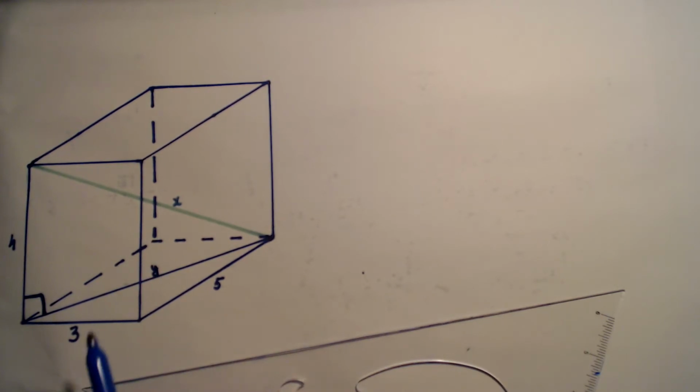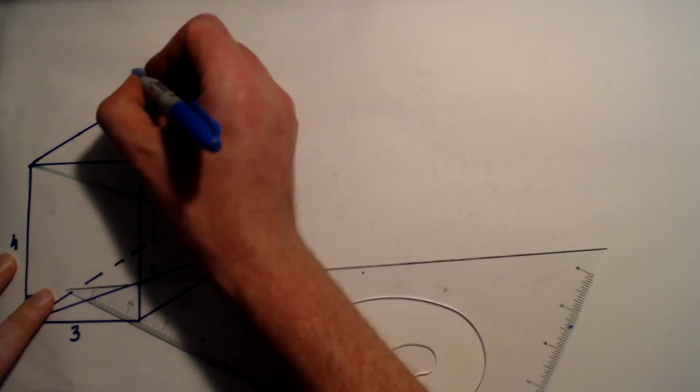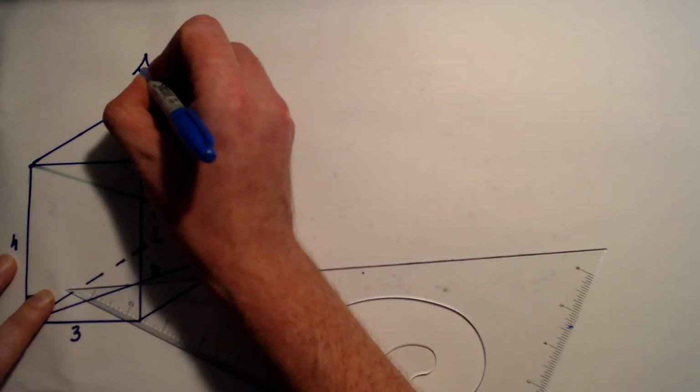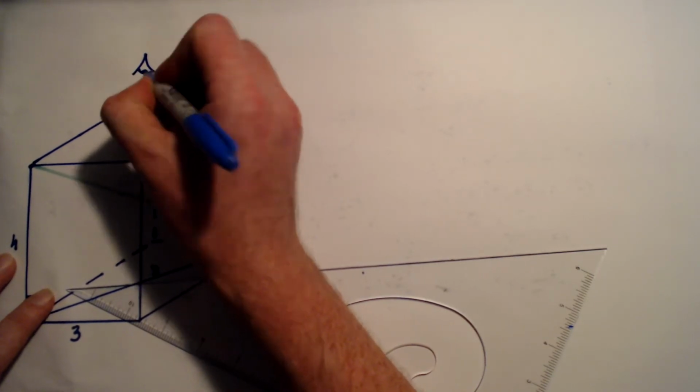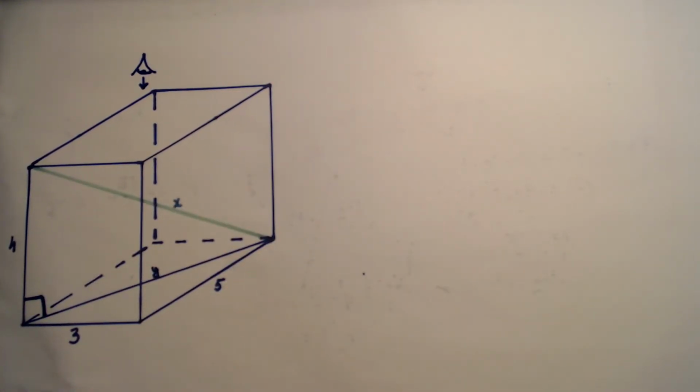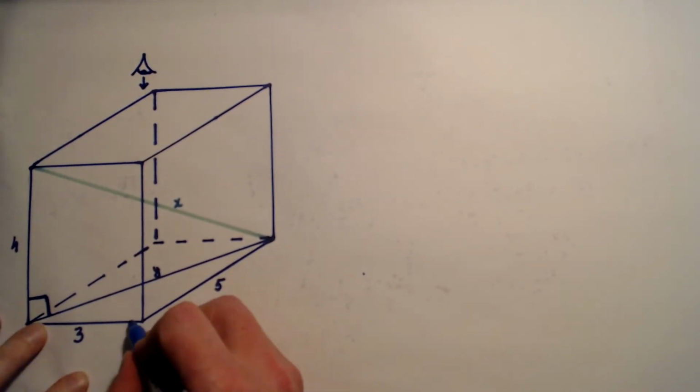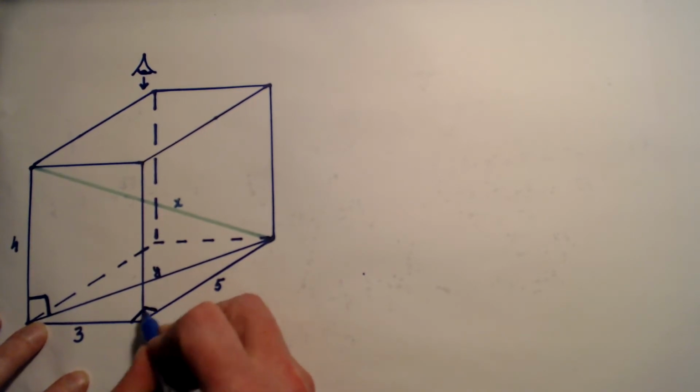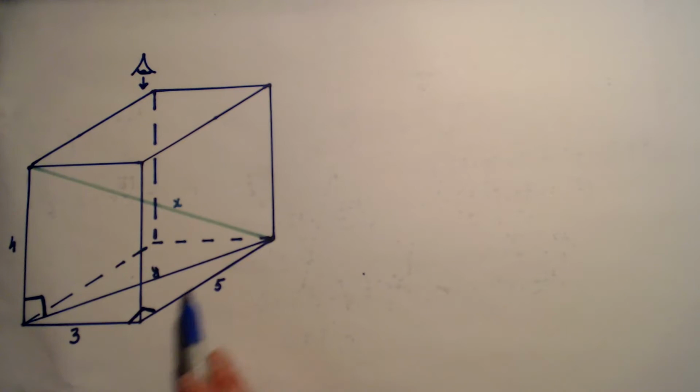The question I might ask myself is, can I possibly calculate this distance y? Would there be a way to calculate that? And I think there is. If I were to take a bird's eye view of this box and look straight down, I can see that along the base of my box I have another right triangle, right here. There is a right triangle with sides 3, 5, and this distance y.